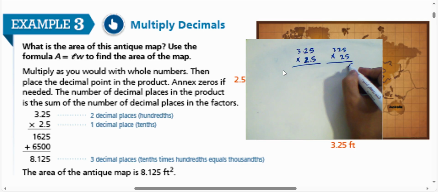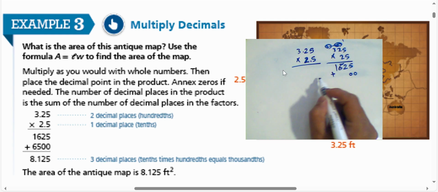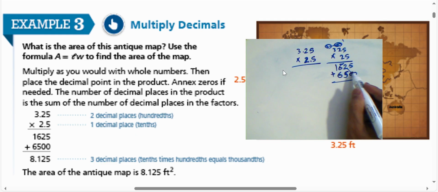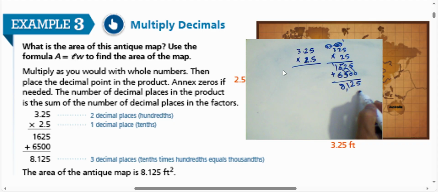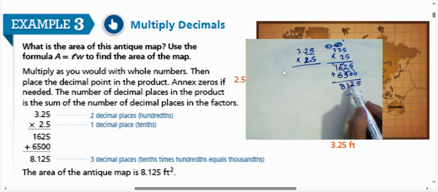Right, 5 times 5, 25. Write 5 and carry 2. 2 times 5, 10 plus 2 equals 12. Write 2 and carry 1. 3 times 5, 15 plus 1 equals 16. And then plus, write 0. 2 times 5, 10. Write 0 and carry 1. 2 times 2, 4 plus 1 equals 5. And 2 times 3, 6. 0 plus 5, 5. 2 plus 0, 2. 5, 6 plus 5, 11. Write 1 and carry 1. 2 plus 6 equals 8. And the result will be 8,125. Then we must put the point after one place, two places, three places: 1, 2, 3 here.